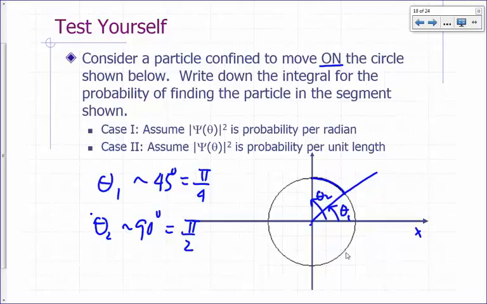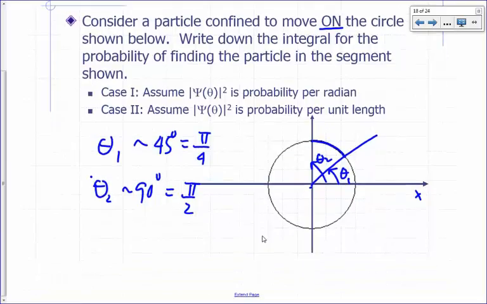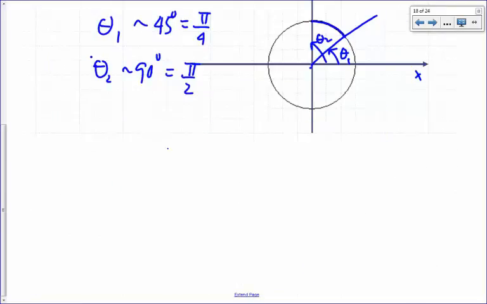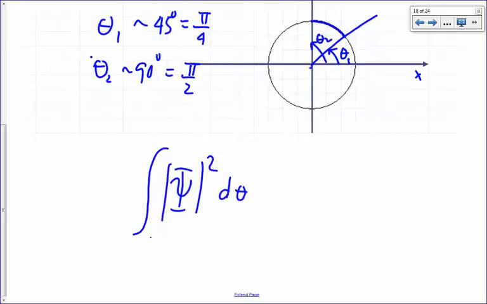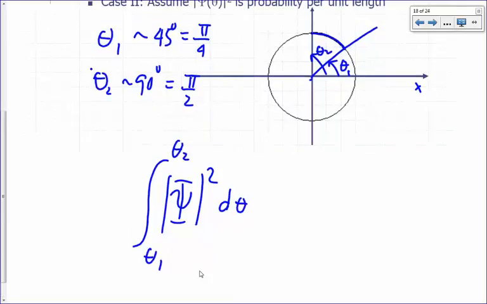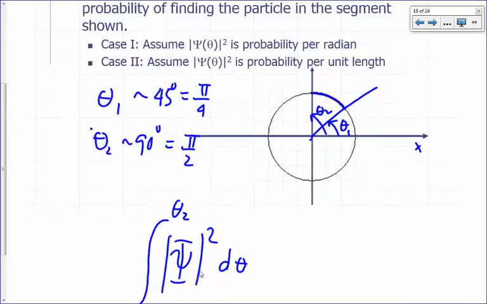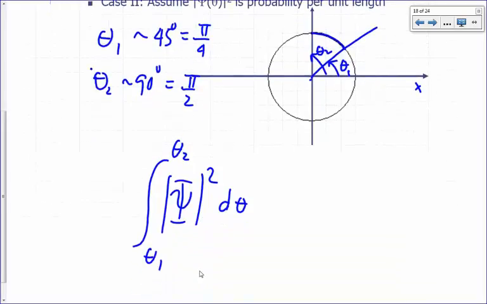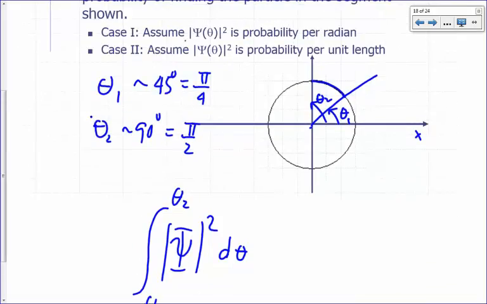So what's the probability of finding it in that segment of the section of the circle? What you need to do is integrate psi of theta squared d theta, from theta equals theta 1 to theta 2. Right. So that would be the probability of finding it there. Now this is if psi squared is given as probability per radian.